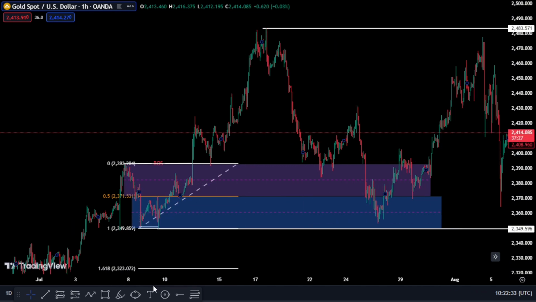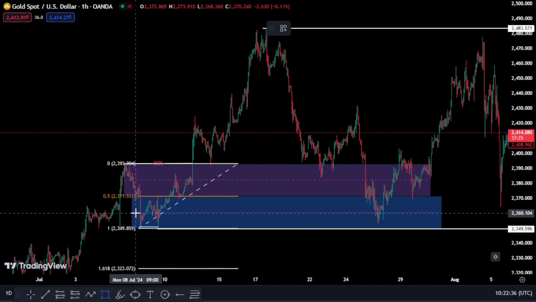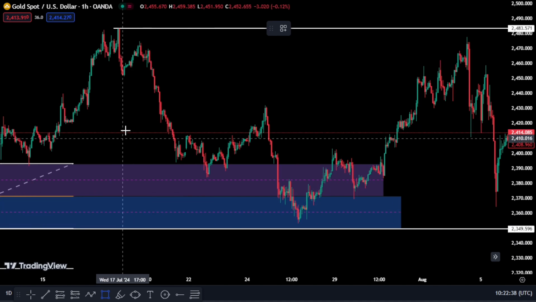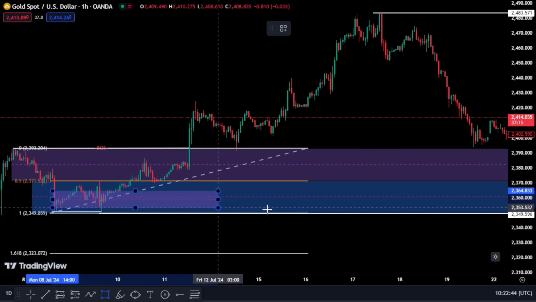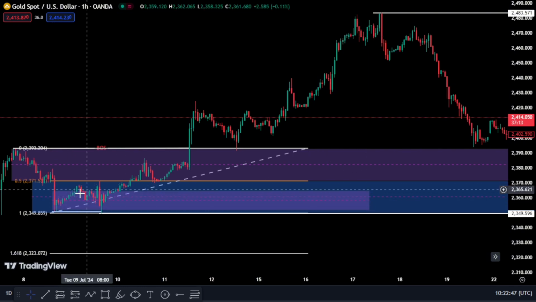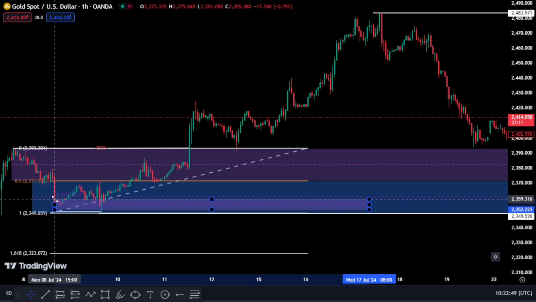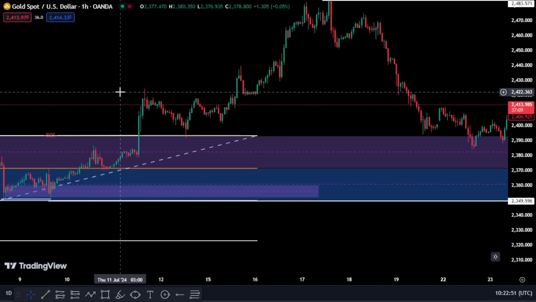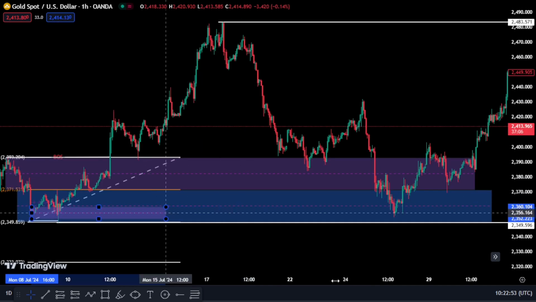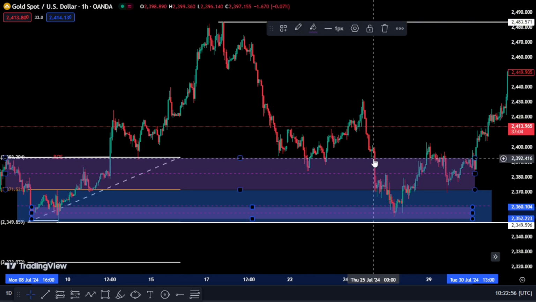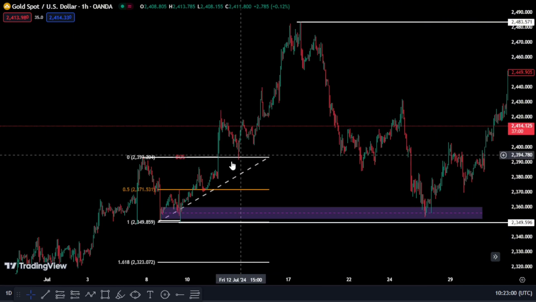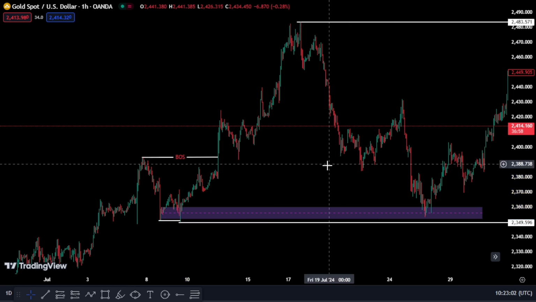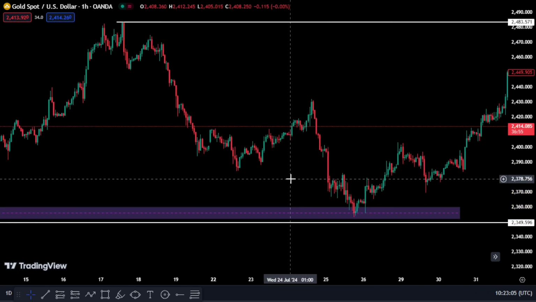So now you are going to mark a demand zone at your discount. All right, you mark your demand zone and wait for the market to actually trade into it. And then the next thing you look for is confirmation. Okay, confirmation, rejection candles, when the market just taps into there.